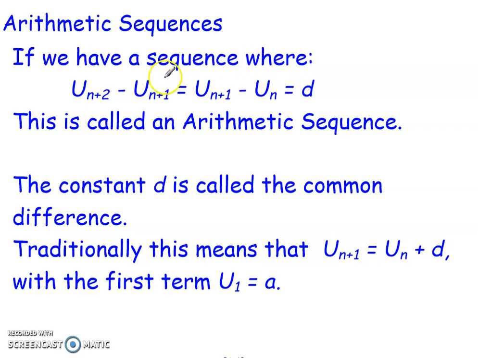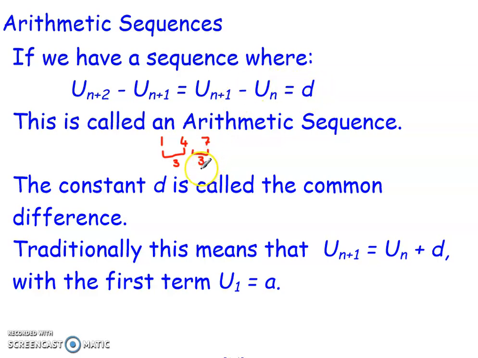If we ever get a sequence where u(n+2) take away u(n+1), so the second term take away the first term, is the same as u(n+1) take away u(n), so that first term take away the previous term, they're always equal to some value d, we are able to say that these form an arithmetic sequence. So we could, for example, have a sequence that goes 1, 4, 7. If I was to do 7 take away 4, I would get 3. If I was to do 4 take away 1, I would get 3. So these values here would create an arithmetic sequence.